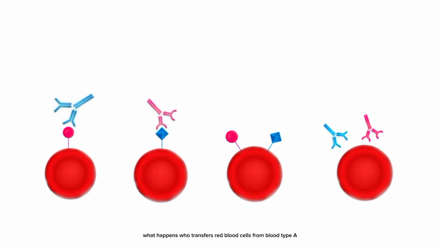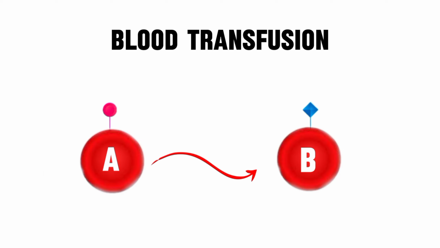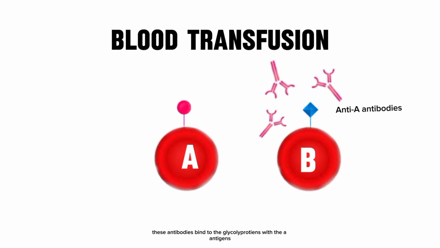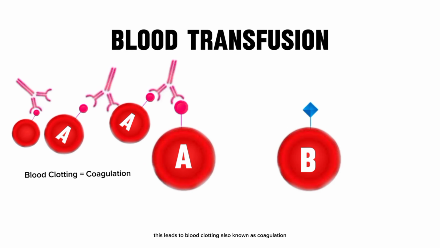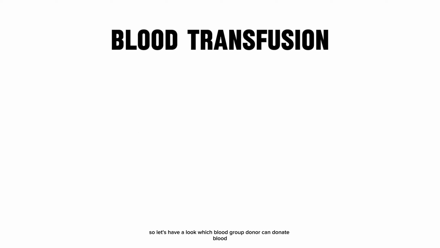What happens when we transfuse red blood cells from blood type A to a patient with the blood group B? Blood group B also means that antibodies against the A antigens are present in the patient. These antibodies bind to the glycolipids with the A antigens. On a larger scale, this leads to blood clotting, also known as coagulation. Coagulation is very dangerous, can even result in death of the patient. So let's have a look which blood group donor can donate blood to which patients.